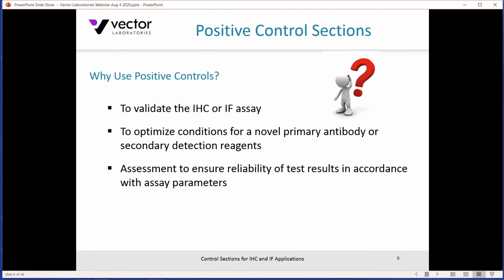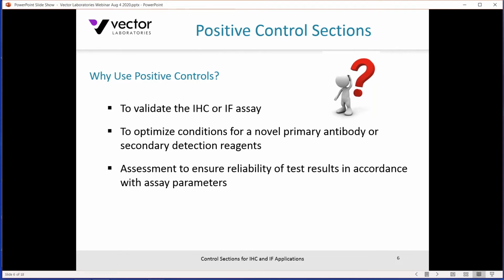Another reason for running a positive control is to identify any off-target, non-specific binding that may occur. And certainly this gives you an opportunity to optimize conditions to get a good signal to noise ratio so you can move forward without ambiguity in your test specimen.